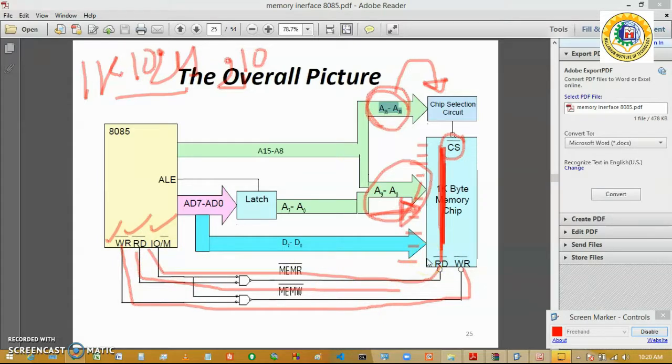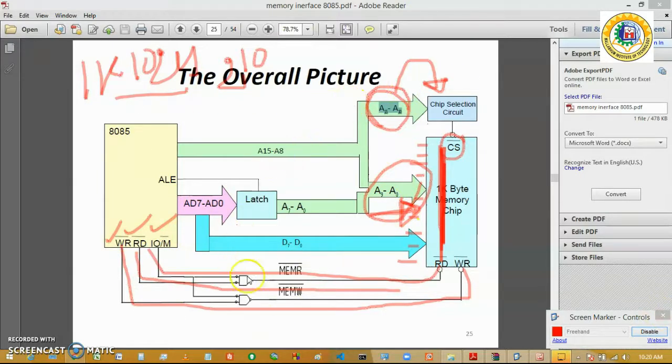In the next video we will discuss practically how it is connected, with the help of 2 examples. We will discuss how memories of different sizes are connected with the microprocessor with the help of the logic. Now this logic is actually important.